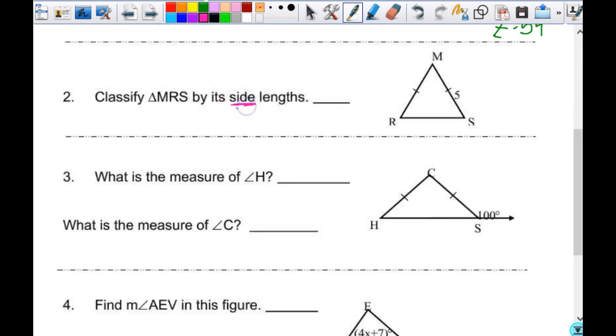Okay, side lengths. If this is 5, this is 5. I have no idea what this is, and I don't have enough information to find it. The best I can do here in this little tiny blank is an isosceles triangle. Okay.